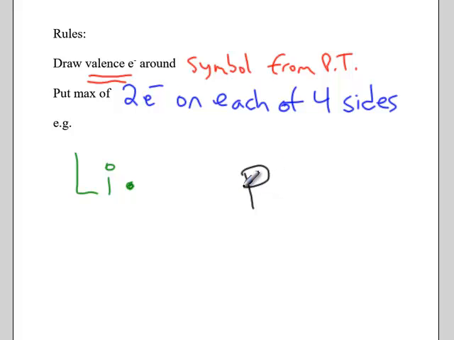If we were drawing the Lewis picture of phosphorus, we would find phosphorus is in group number 15. The last digit is 5, so there are 5 valence electrons. If we put 1, 2, 3, 4, 1 on each of the 4 sides, one of the sides has to have the max of 2 electrons on it.